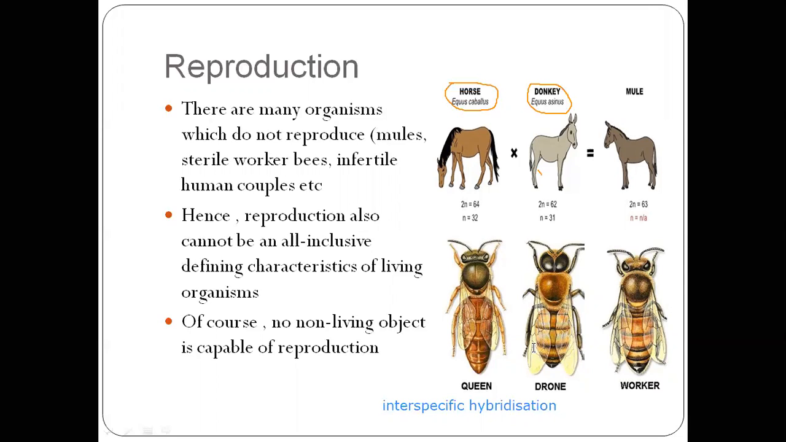Because in the living system itself, some organisms undergo reproduction and some do not exhibit any sort of reproduction. Of course, non-living objects are also capable of undergoing reproduction. So hence we can conclude that reproduction is not a defining character of living organisms. Even growth is also not a defining character of living organisms. Then what is next?